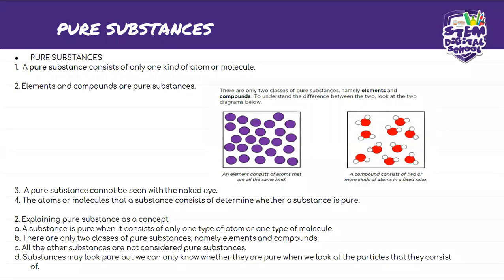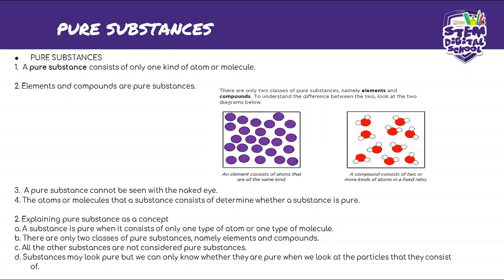There are only two classes of pure substances, namely elements and compounds. To understand the difference between the two, let's look at the two diagrams below. I have an element, and this consists of atoms that are of the same kind. So you see this thing is only blue, or it's purple. Okay. Or if I'm not sure of the color, the first block is made up of one color. So they are made up of atoms of the same kind.